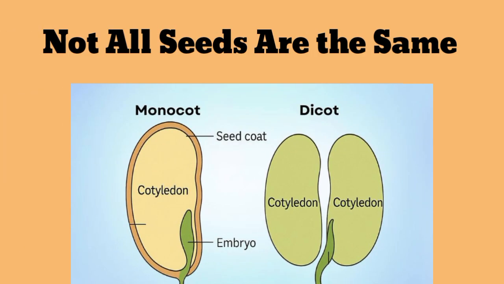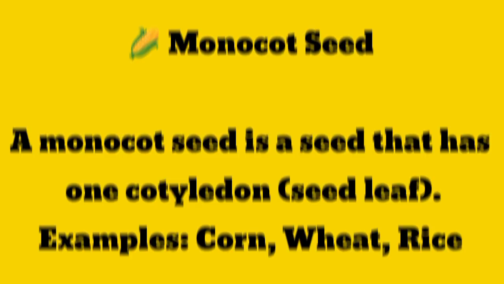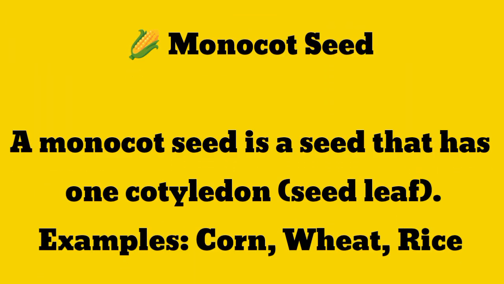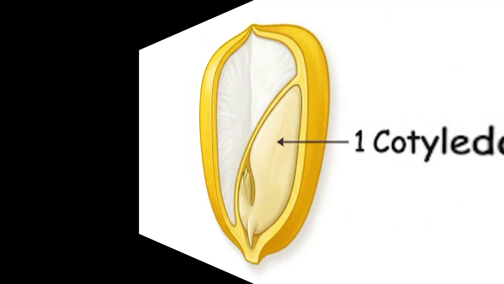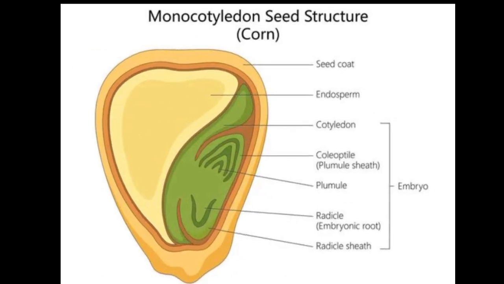All seeds are not the same. Some are monocots and some seeds are dicots. This difference is based on the number of cotyledons. We will define them one by one. A monocot seed is a seed that has only one cotyledon. For example, corn, wheat and rice. All these seeds have one cotyledon, meaning one seed leaf. You can see the example of corn. It has one cotyledon, so it is a monocot seed.